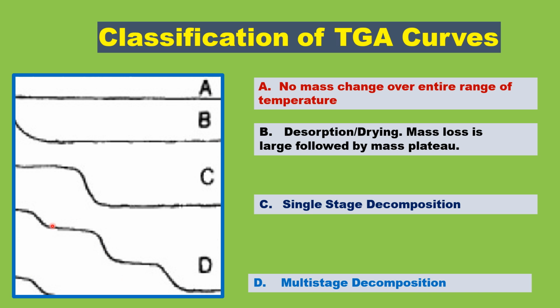Okay, now let us take this. See, here there is a small weight loss, and there is another weight loss and another mass loss. So this is a single stage decomposition process. In this case, 1, 2, it is a 3-stage decomposition process called multi-stage decomposition.